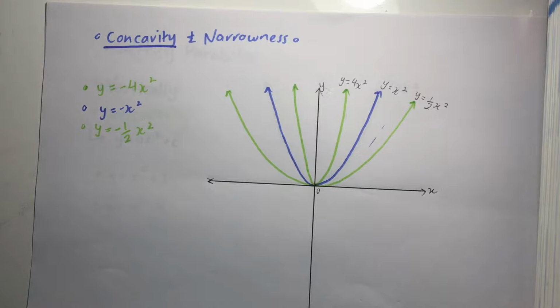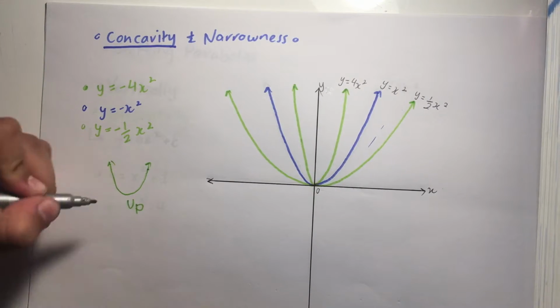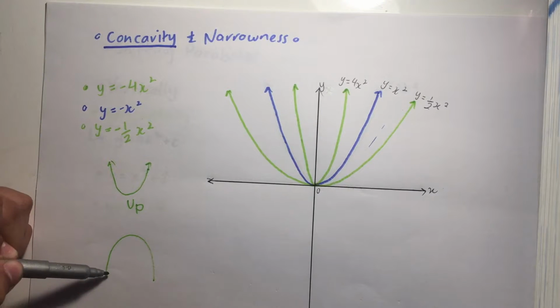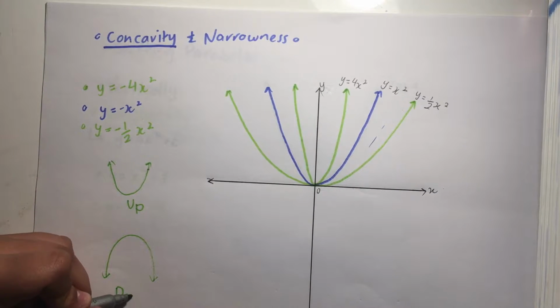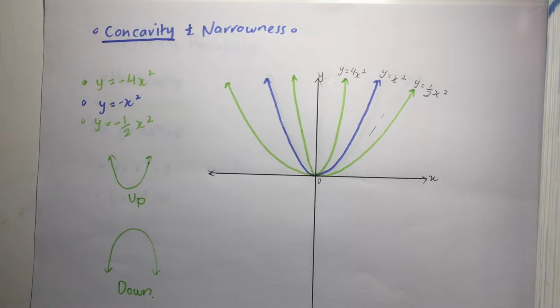Besides the coefficient of x squared determining how narrow the parabola is, it also determines the concavity of the parabola, on whether it is facing up or down. If the value of a is a negative number, then the parabola will be concave down. An easy way of remembering this is by remembering a sad face. And with this, it correlates to the negative sign.